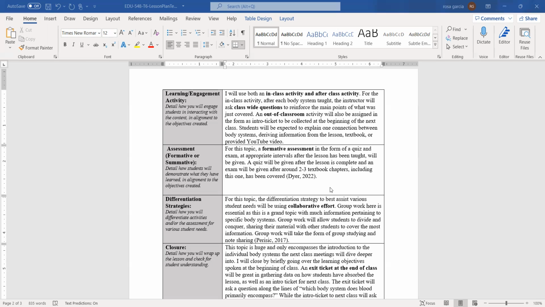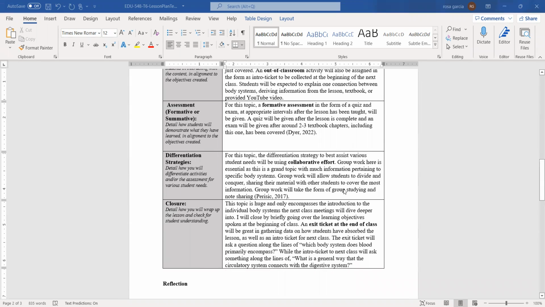And then for my out-of-classroom activity, I will be giving an intro ticket for the next class, which I'll talk about later for my closure, but it will be an intro ticket for the next class, basically asking the students to explain a connection for the body systems, whether it's from the information from the lesson or from the YouTube video or from whatever I've provided.